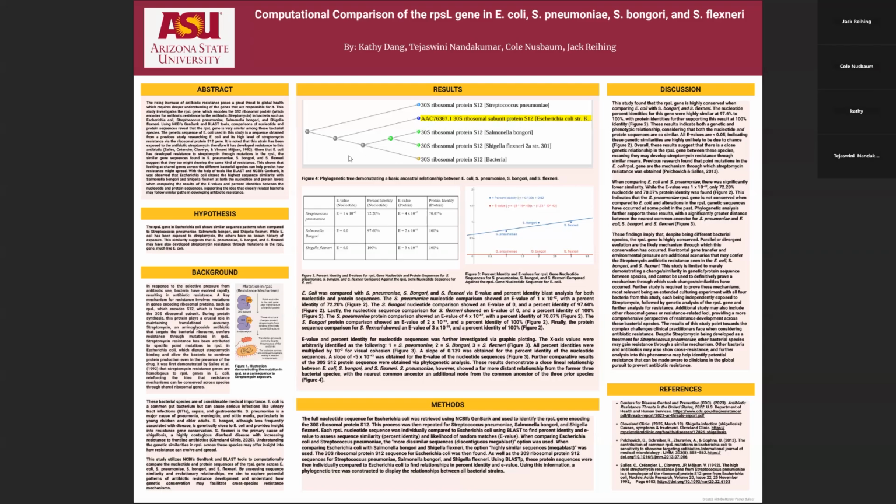Moving on to figure 4, we have a phylogenetic analysis that shows pneumoniae is the least common ancestor, and that bongori and flexneri are most closely related. And lastly, E. coli is somewhere in between.